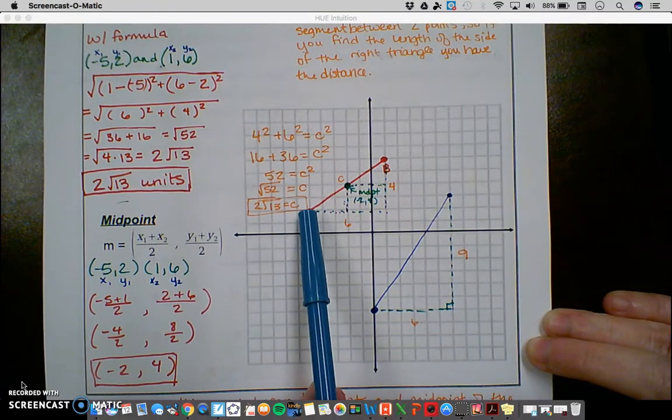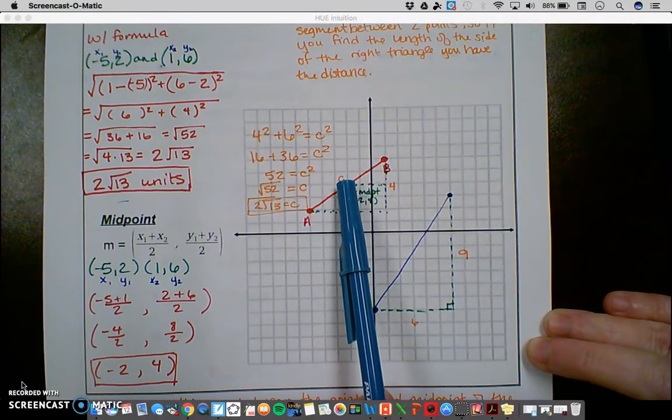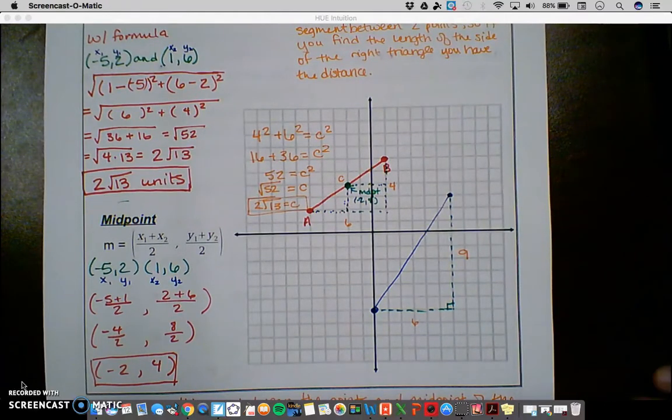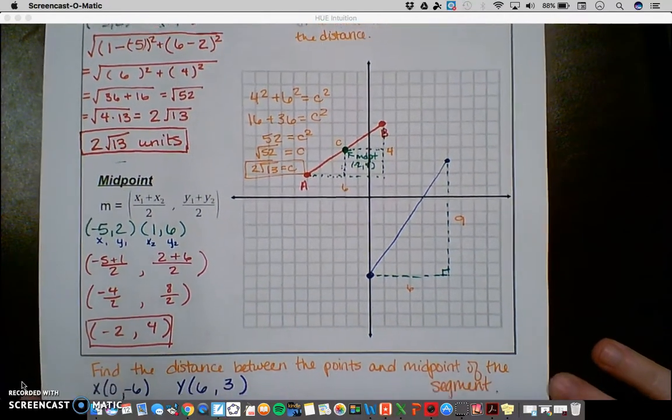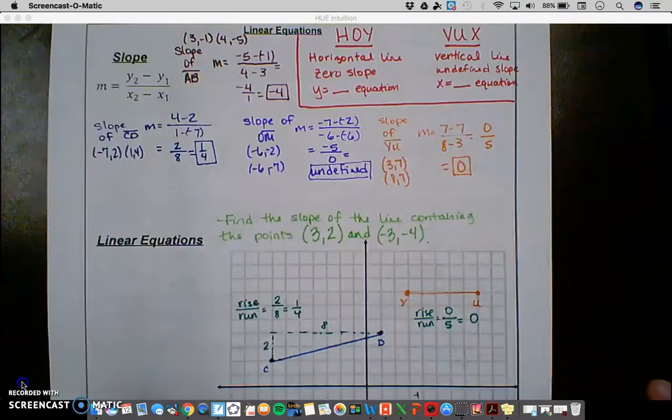Counting from that other endpoint, we could go horizontally 3, vertically 2. We still end up at that midpoint -2, 4. What I would like you guys to do is find the distance between the points and the midpoint of the segment with endpoints X at 0, -6 and Y at 6, 3.